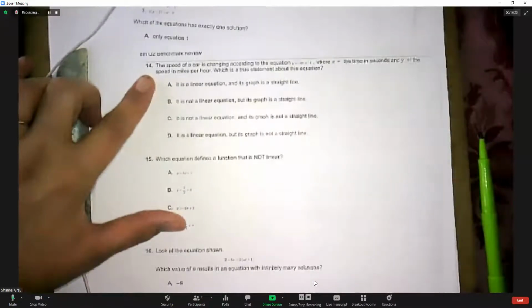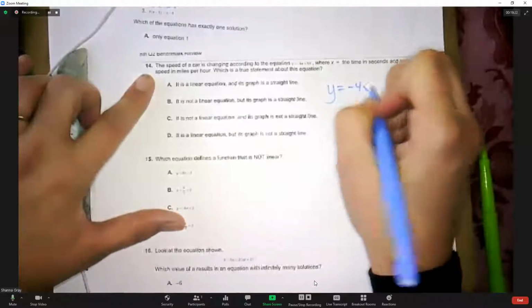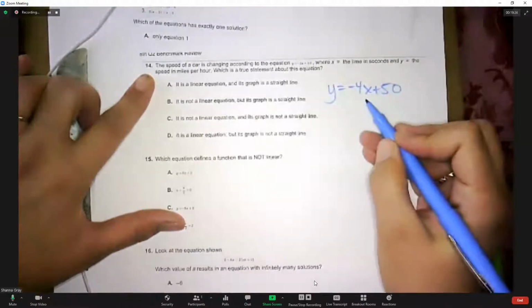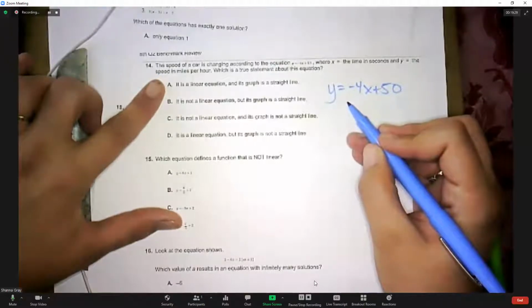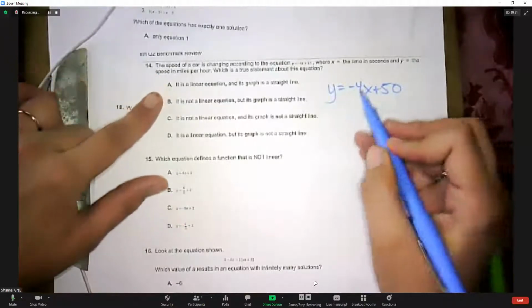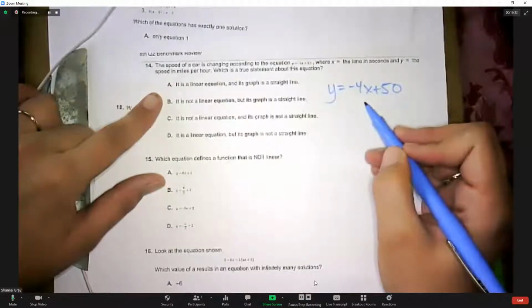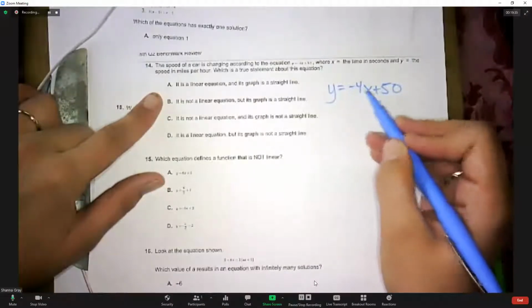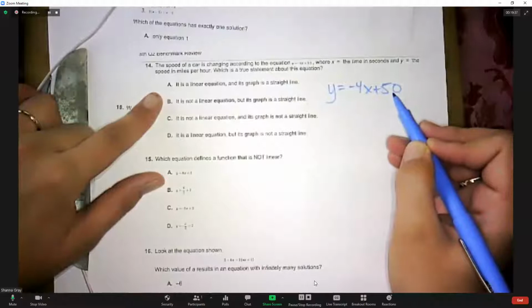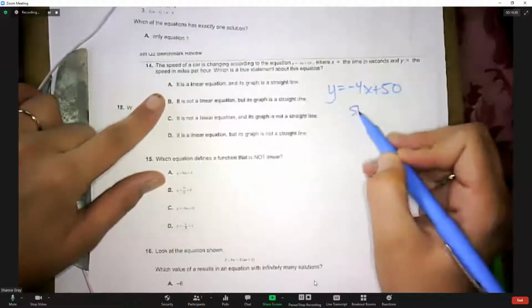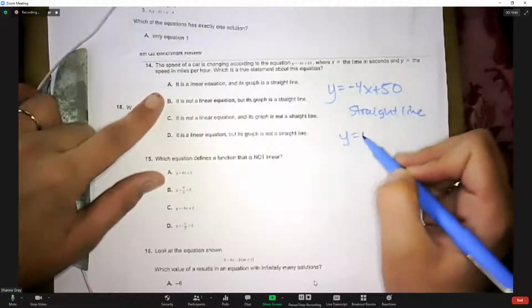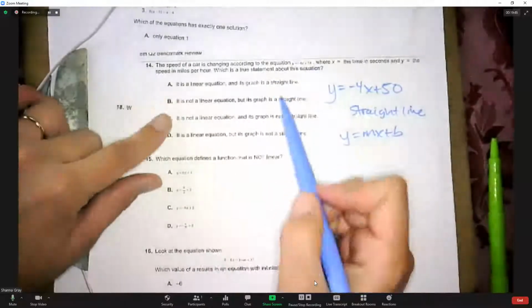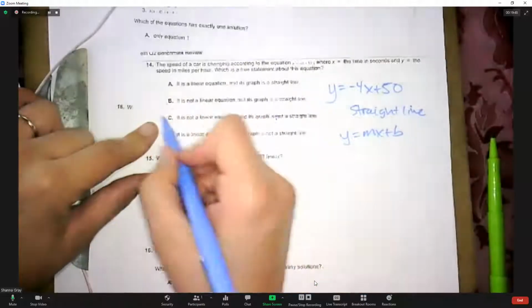All right. The speed of a car is changing according to this equation, where x is the time in seconds and y is the speed in miles per hour. What is true about this equation? So this is set up the same way we've been talking about it. This is called slope-intercept form, where you have this number in front of a regular x and then a number that's here by itself. So I definitely know this is a straight line because it fits that y equals mx plus b idea. So when it says it's not a straight line, that's not true.